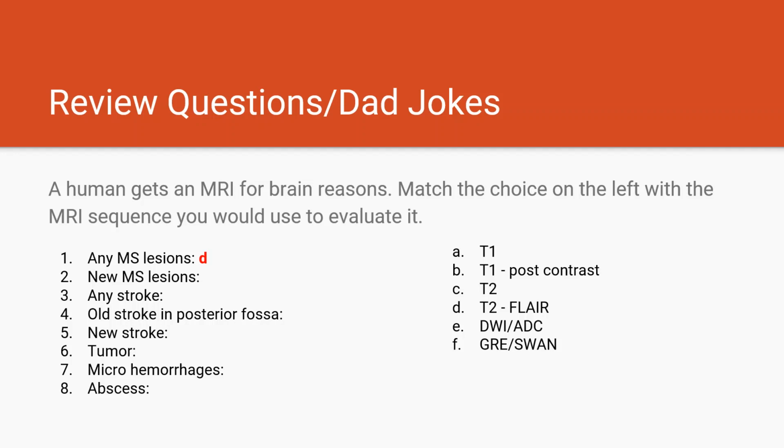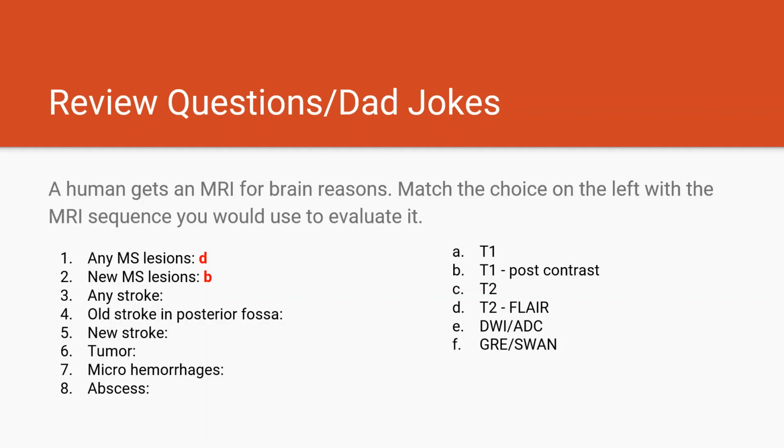So how then do you delineate if the MS lesion is new? And that's with B, T1 post-contrast. Remember that contrast helps us detect active disruption of the blood-brain barrier, which we see in active demyelination. And this is why you'll hear us actually say that a contrast-enhancing lesion is a sign of active MS.